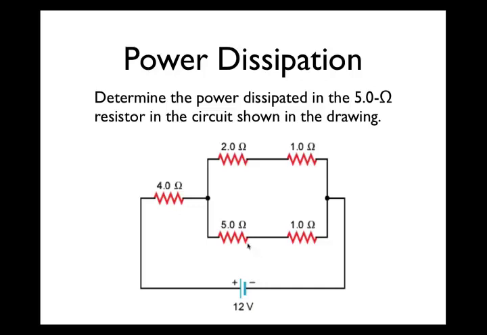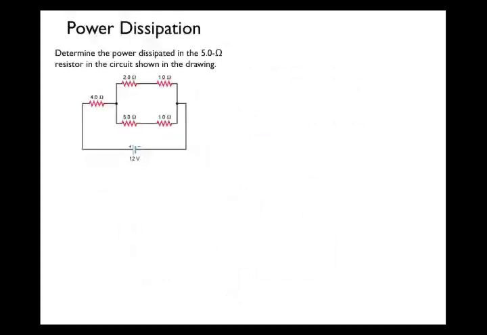We're going to need to know the potential difference across the 5 ohm resistor and the current going through the 5 ohm resistor. Turns out actually we can know one or the other of those, because we know the resistance and there are power equations that involve just current and resistance or just voltage and resistance. So here's our circuit. Let's start doing some analysis.